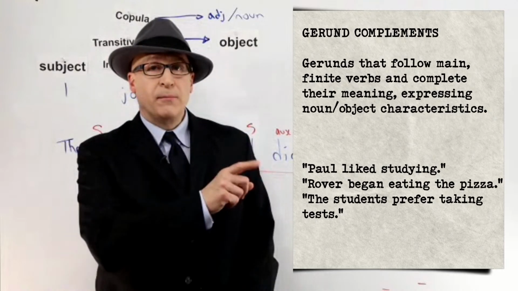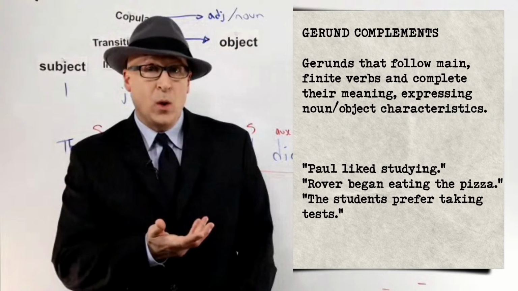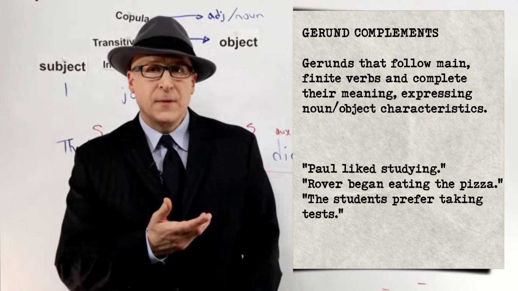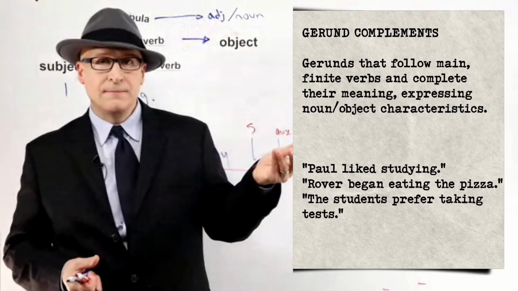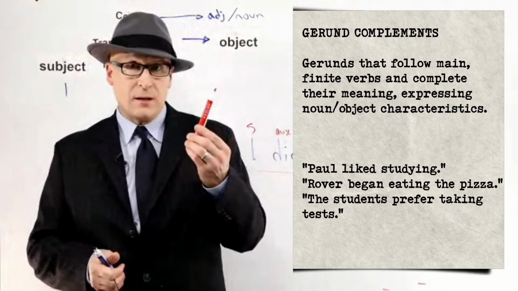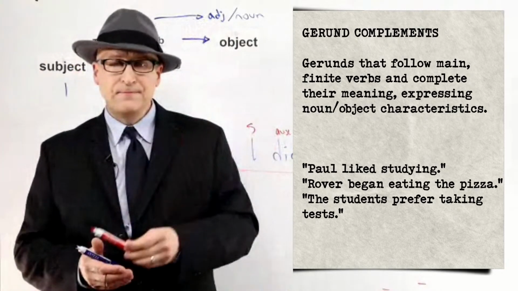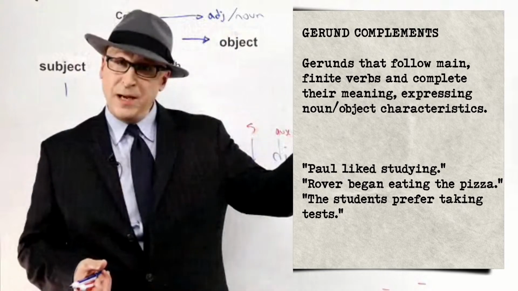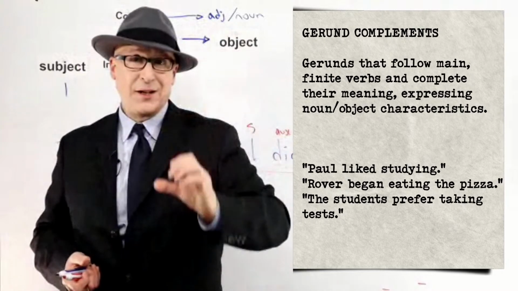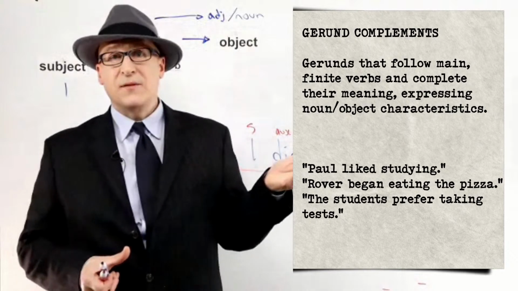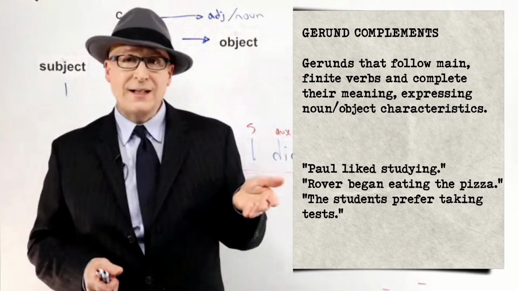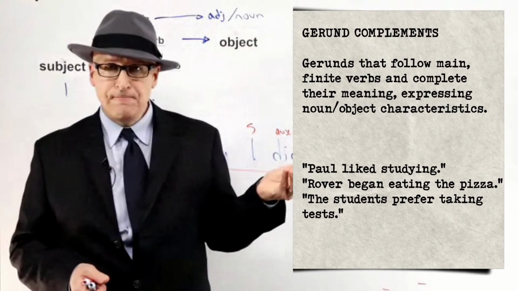So in the example here, Paul liked what? Studying, right? Liked is a transitive verb. You have to like something. You can like nouns, like Paul liked pens. You can like people. Paul liked the Gumshoes. But you can also like the names of activities. Paul liked studying. That's an activity.